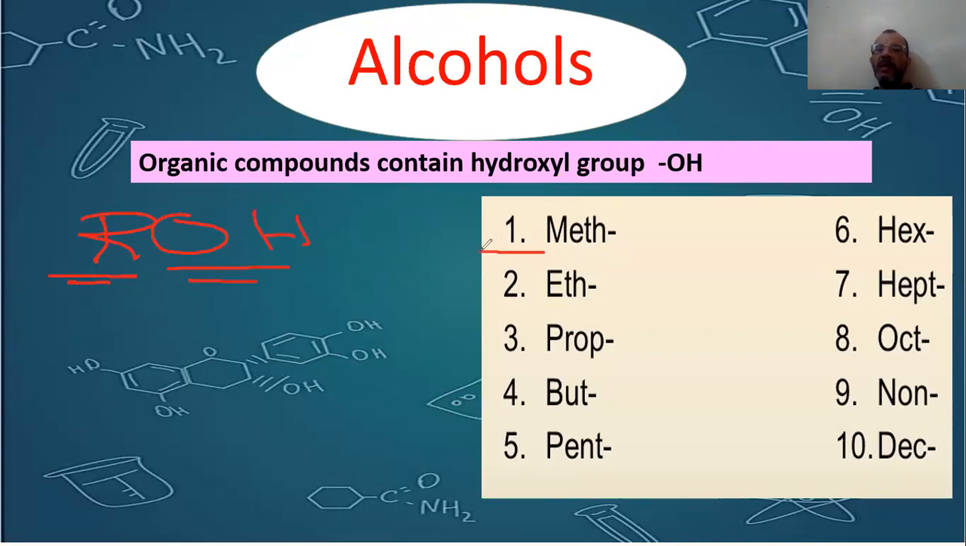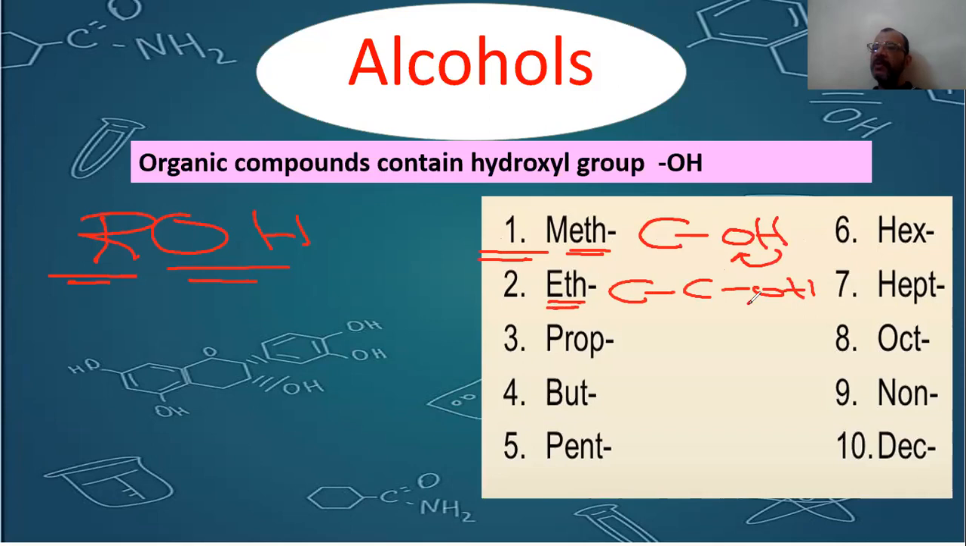If you have one carbon atom, we call it meth. So if the compound contains a carbon atom and a hydroxyl group O and H, take care: H is joined to O, not joined to carbon. So carbon OH is meth, because you have one carbon atom. If the compound contains two carbon atoms, it will be eth, like this, with OH. It is an alcohol because you can find OH, and it is eth because you can find two carbon atoms.